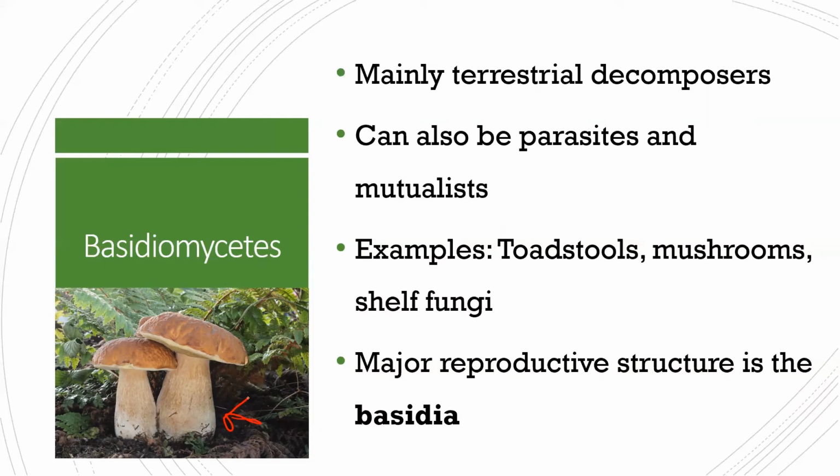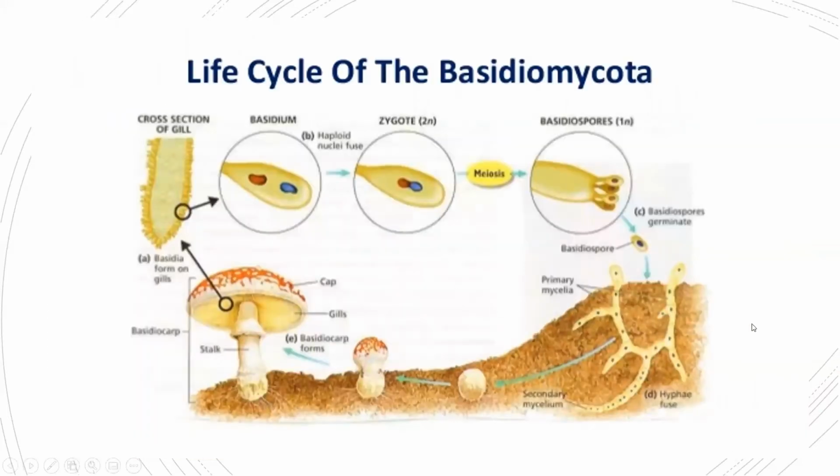The major reproductive structure is called basidia. So if we look at this image here, I apologize, it's super blurry, but you can see here's our main fruiting body. You've got the cap, and on the underside of the cap, we have gills. These gills will have these special structures, basidia, that are lining them. And those structures are where we're going to see that haploid fusion into the zygote, which is now diploid, going through meiosis to produce those spores, which we call basidiospores.